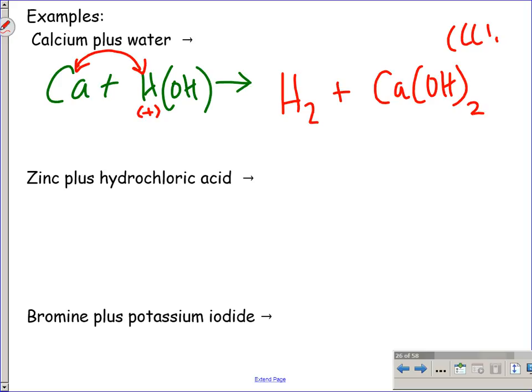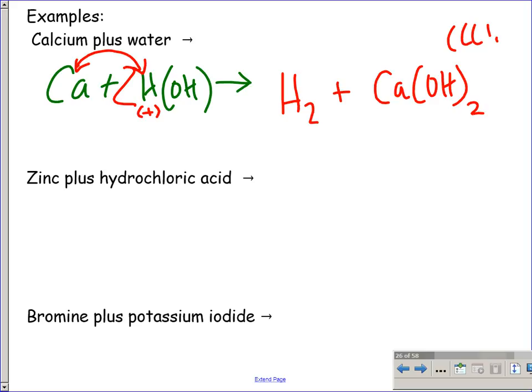Is it balanced? No. What do I need to do? 2 in front of what? In front of the water, right there. 2 coefficient. That's 2 H's, 2 H's, 2 hydroxides, because it gets distributed out. 2 hydroxides. Done. Okay, so that's our one form of a single replacement reaction where we have the replacement within the water form.